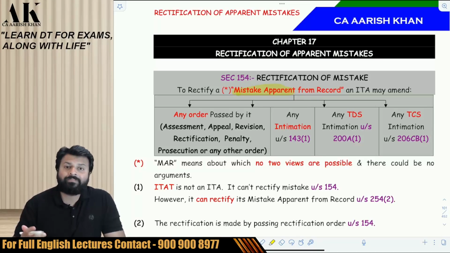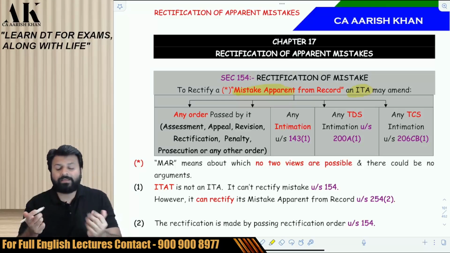Secondly, who will rectify the mistake? It is an income tax authority, any income tax authority. Whomsoever has passed an order will rectify its order. Like if AO has passed an order, AO can rectify. If CIT has passed an order, CIT can rectify. If CIT appeal has passed an order, CIT appeal can rectify, so on and so forth.